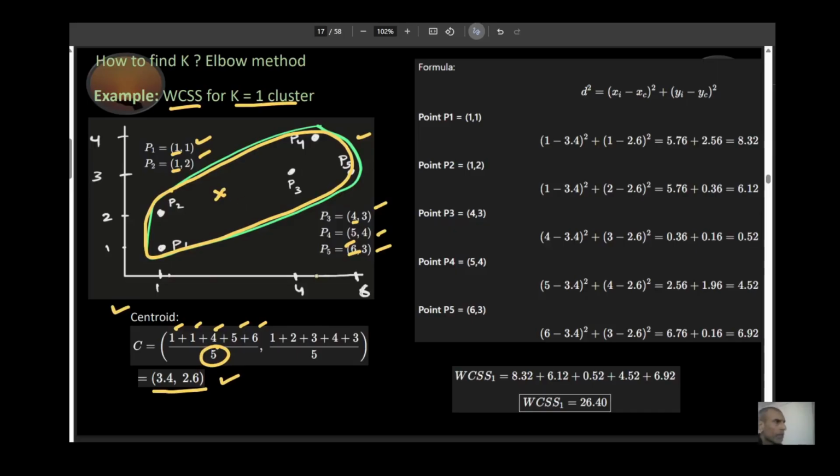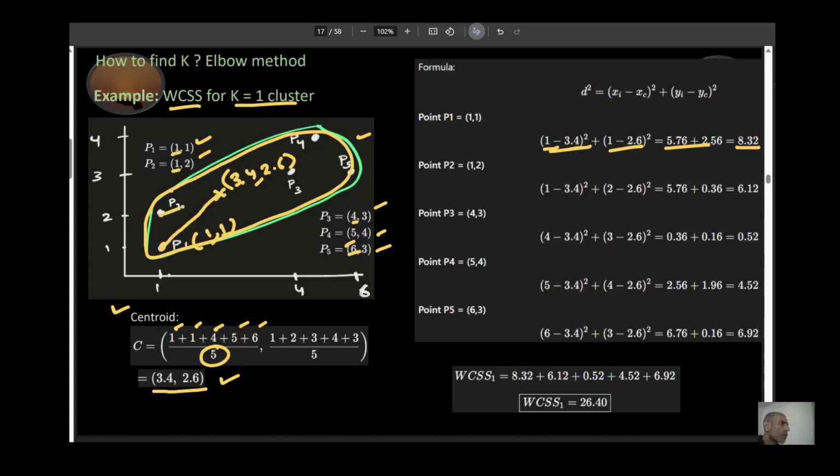And now you calculate the distance for each one of the points to the centroid. So let's do this one first. In this case, this distance would be equal to 1 minus 3.4, because the coordinate of P1 is 1 comma 1, and the coordinate of the centroid was 3.4 comma 2.6. So you do (1 minus 3.4) squared plus (1 minus 2.6) squared, and then you add them, and your answer will come out to be 8.32. So this is the distance squared from here to here.